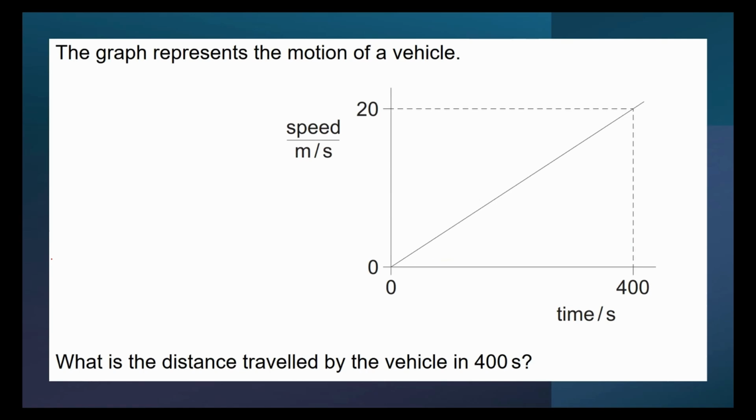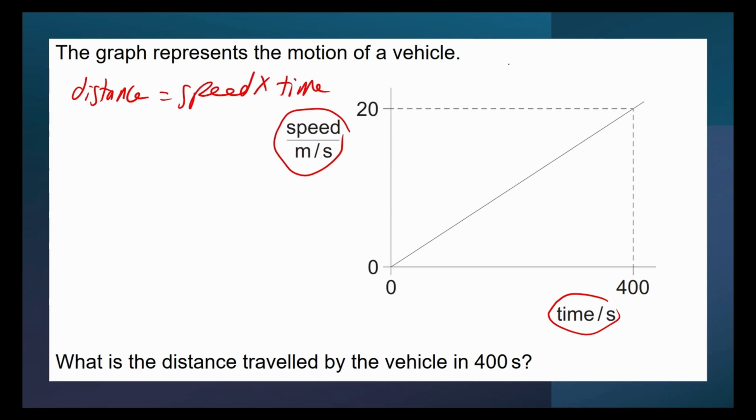Look at this one. What is the distance? We have a speed-time graph. The distance equals speed multiplied by time. From this triangle, you remember, speed equals distance over time. This means distance equals speed multiplied by time. Good. The speed is on the y-axis and the time is on the x-axis. So the distance here equals y multiplied by x. This means it equals the area under the graph.